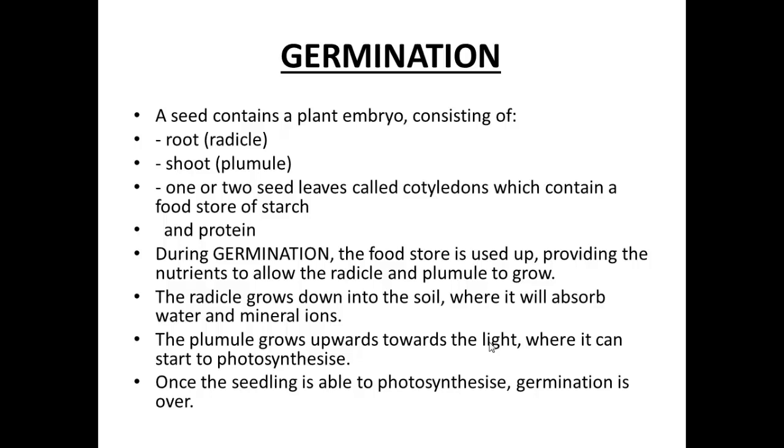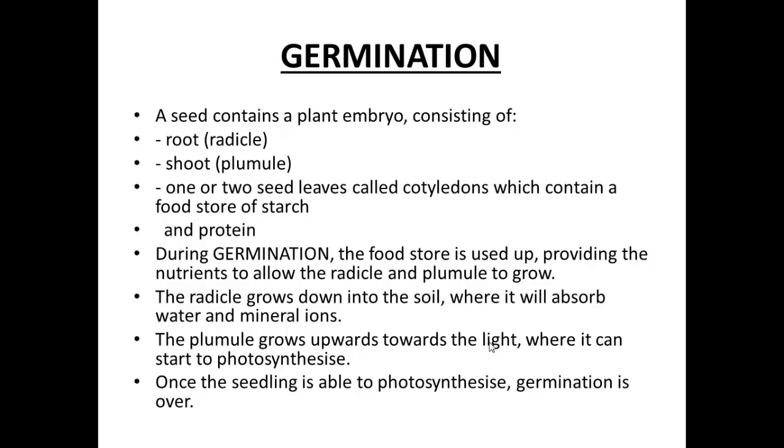Germination, the final stage that we will consider. Our seed now contains a plant embryo, and that consists of a root and a shoot, a radicle and a plumule, and one or two seed leaves. They're called seed leaves, called cotyledons. You remember those cotyledons we had talked about in the earlier slide? And those cotyledons contain a store of starch and a store of protein.